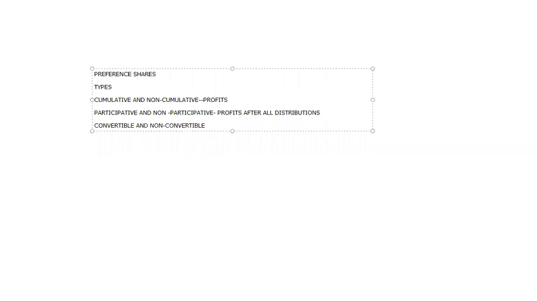In the matter of redemption, by default they have to be redeemed at any cost. So here they will be given an option: will you want to continue? If you want to continue, you have to convert your preference shares into equity shares. Then their benefit is that they become normal ordinary shareholders. So giving such an option is what we call convertible.